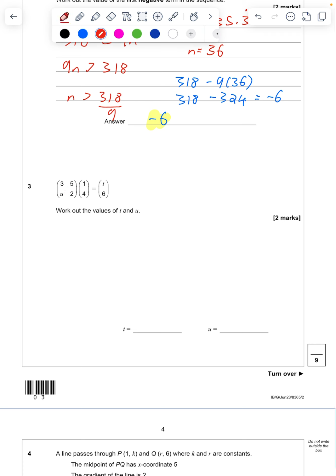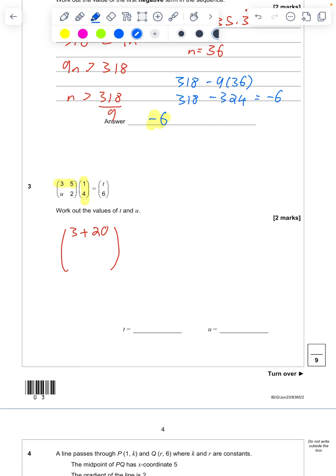Just go and times it out. So it will end up being a 2 by 1 matrix. Now when you times matrices, you do the first row with the first column. So you do 3 times 1, which is 3, add 5 times 4, which is 20. So it's going to be 3 add 20 as the top number.